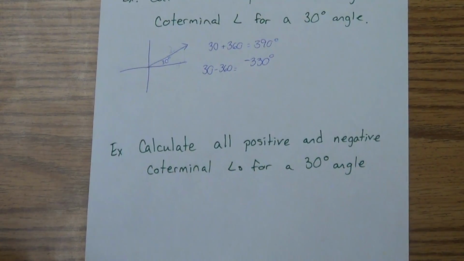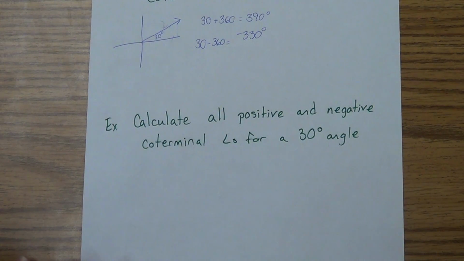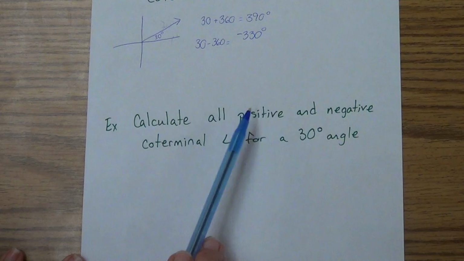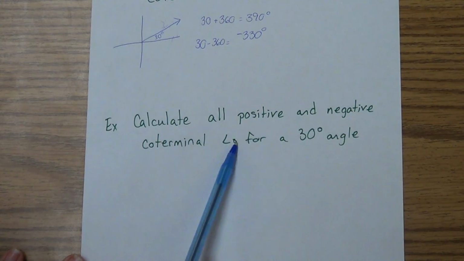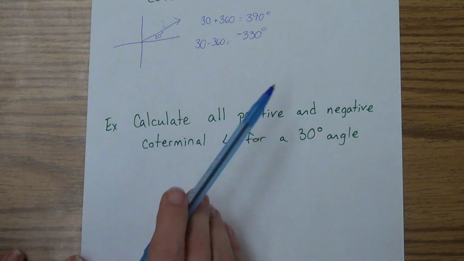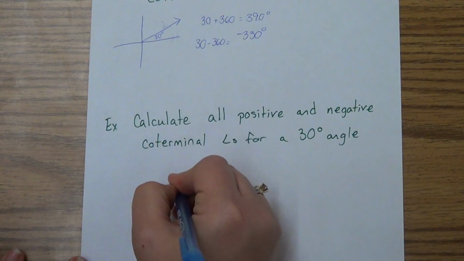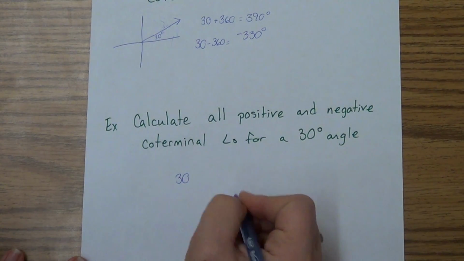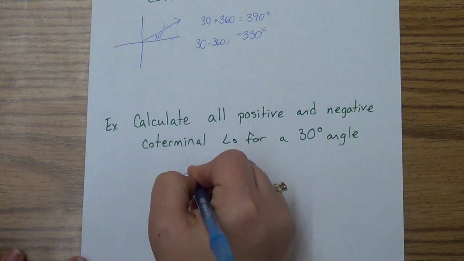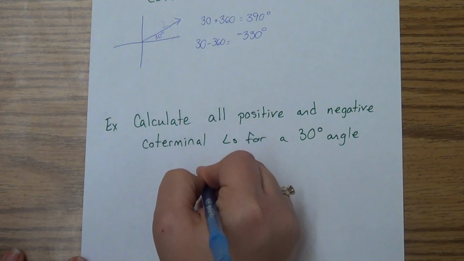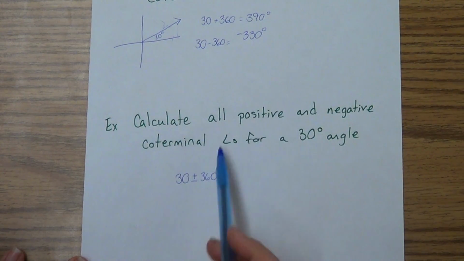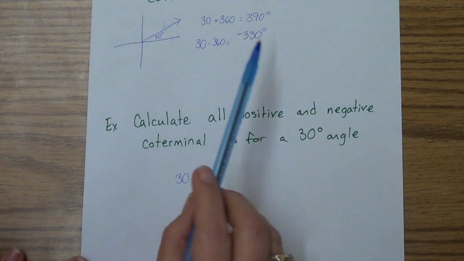Now, this question down here, which is going to show up a lot in pre-calculus and in calculus, says calculate all positive and negative coterminal angles for a 30-degree angle. So I start off with 30, my angle that I was given, and I add and subtract 360. That gives me the two I already came up with.